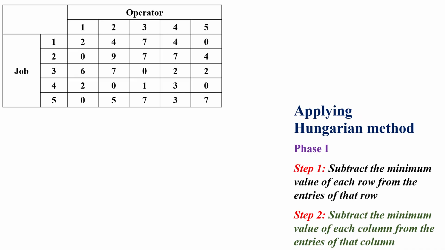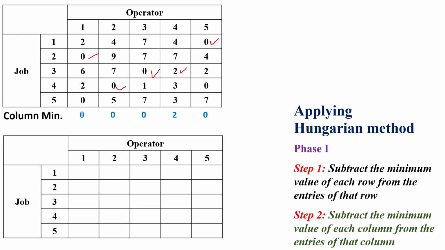Second step is subtract the minimum value of each column from the entries of that column. In this regard, first I have to find the minimum values from each column. In the first column, minimum value is 0. Second column, minimum value is 0. Third column, minimum value is 0. Fourth column, minimum value is 2. And in the fifth column, minimum value is 0. So next we have to subtract this minimum value from each column.